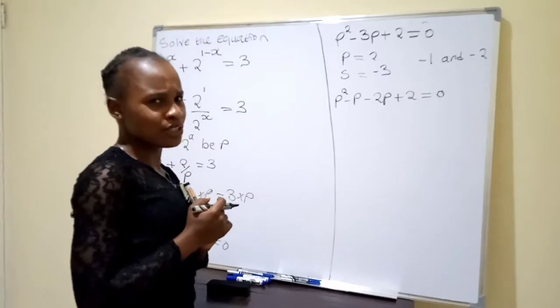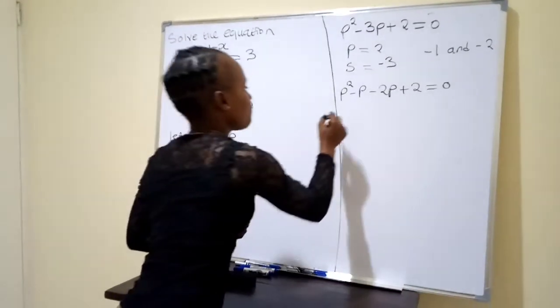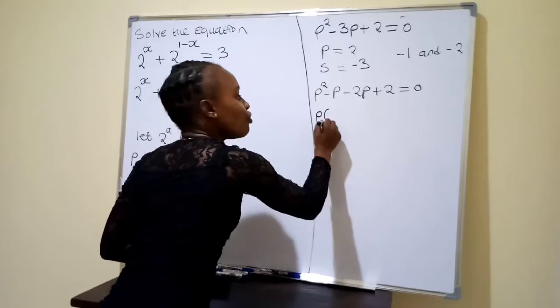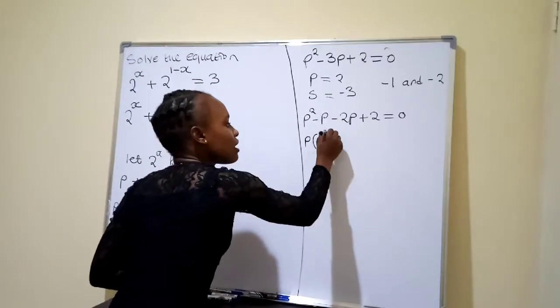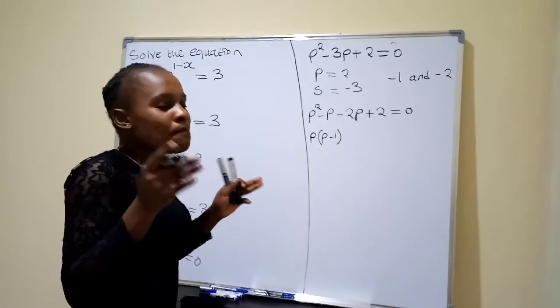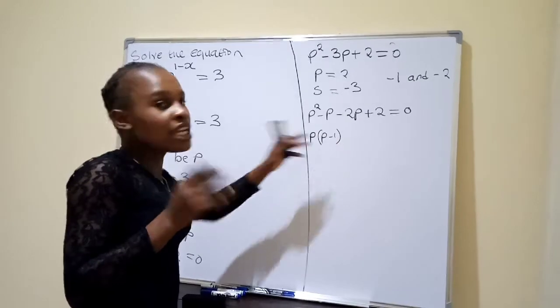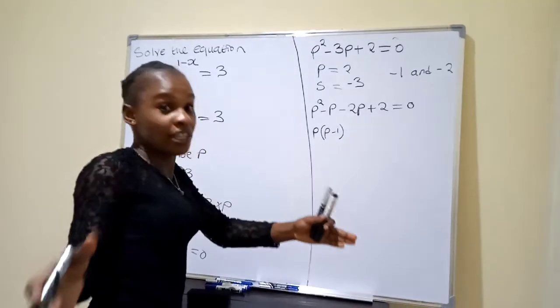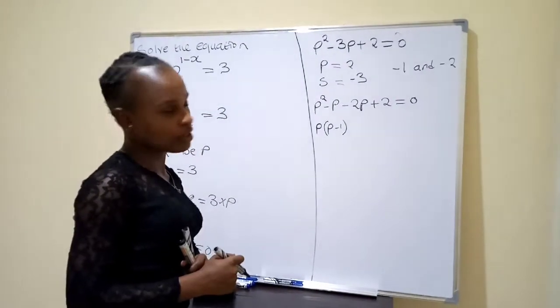There's something that is common, which is p. So p, then we'll go with p minus 1. And the main purpose of us doing this is to make sure that what we are going to have in the brackets is going to be the same.